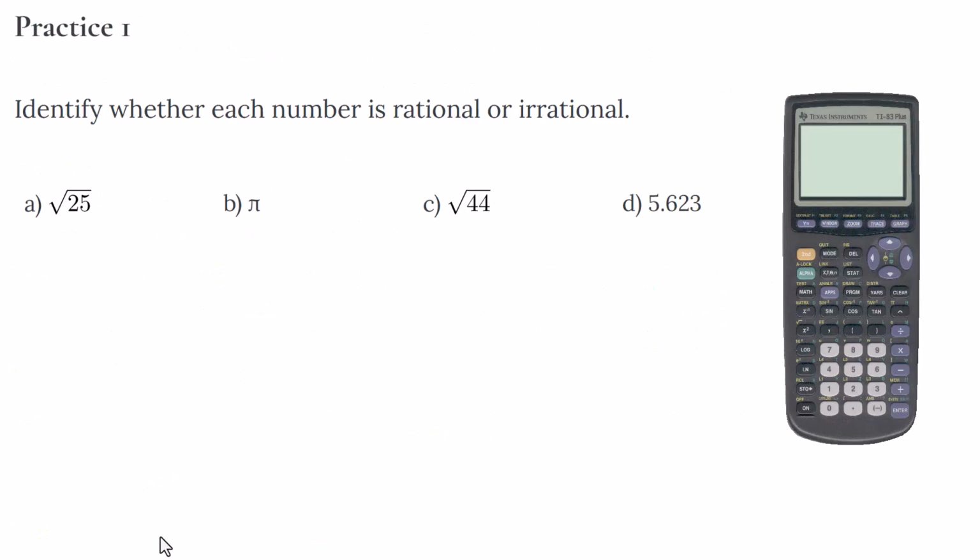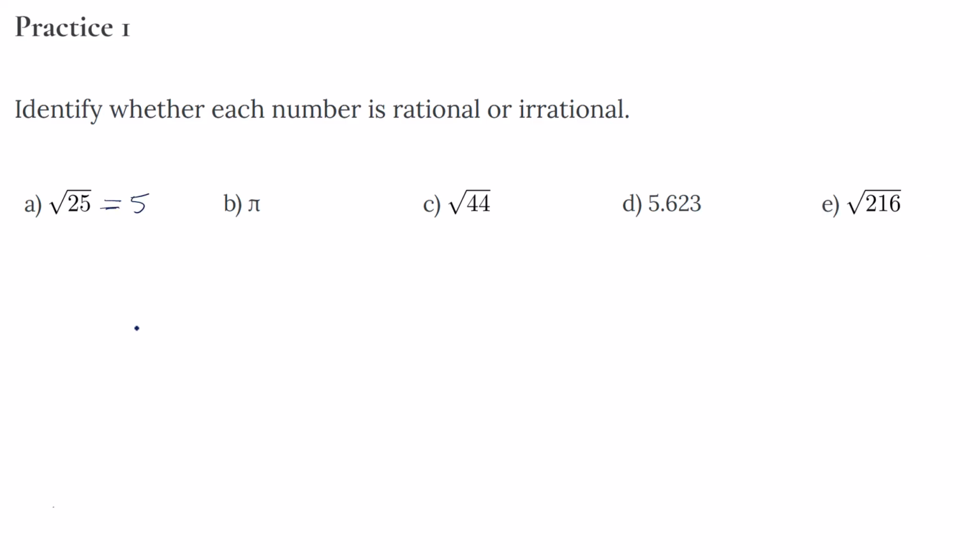So to decide if the square root of 25 is rational or irrational, I'm going to start by simplifying. The square root of 25 equals 5. And 5 is a number that terminates or ends. So because it terminates, we say that it is rational. And we'll show that with a Q.